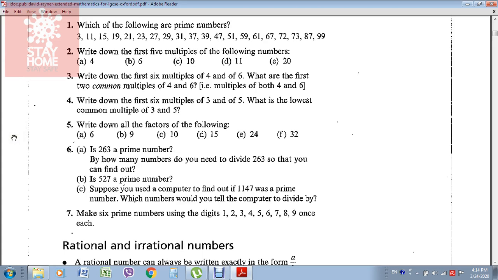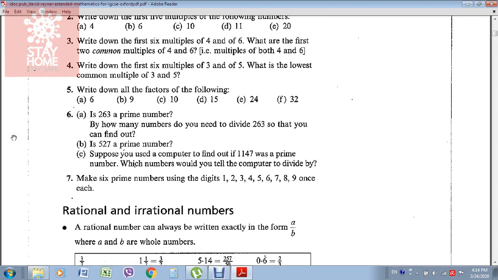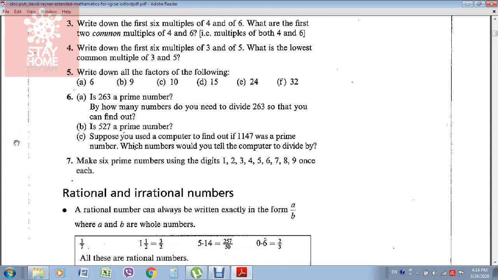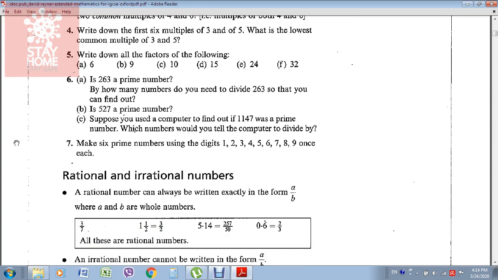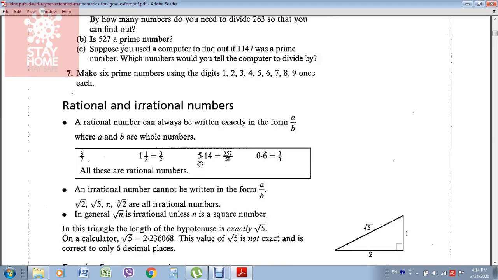Make 6 prime numbers using the digits 1, 2, 3, 4, 5, 6, 7, 8, 9 once each. Six prime numbers means you can write 6 prime numbers which have 2 digits. Like 11 is a prime number, 13 is a prime number, using 1 and 3, and so on.